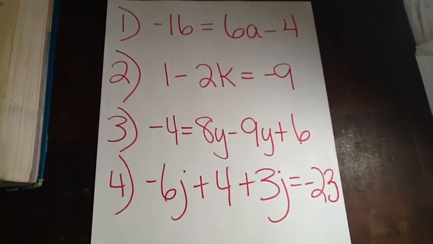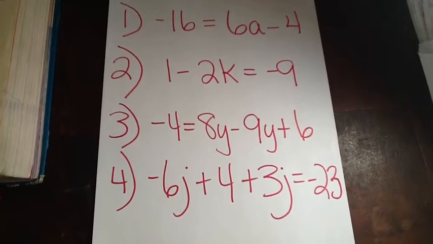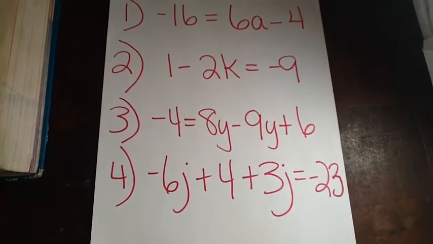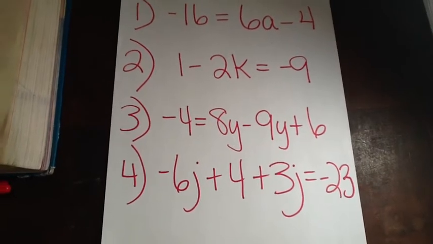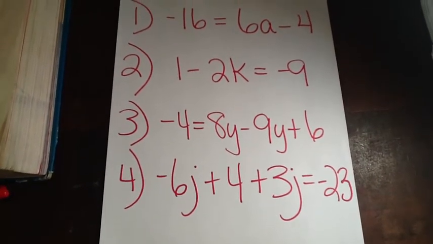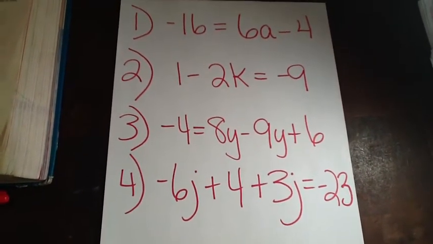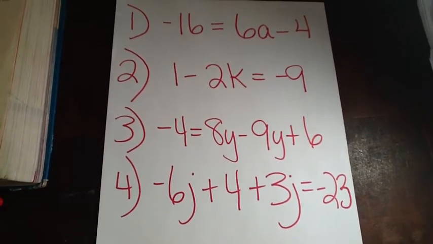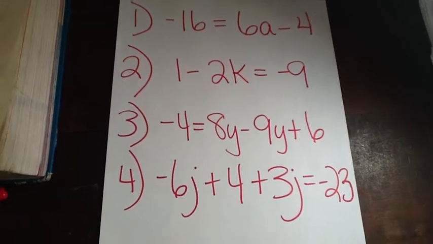Now, I want to remind you that if there are like terms that are either constants with no variables, or terms that have the same variable, remember you can combine them first before solving for the variable. So make sure all like terms are combined before you solve.